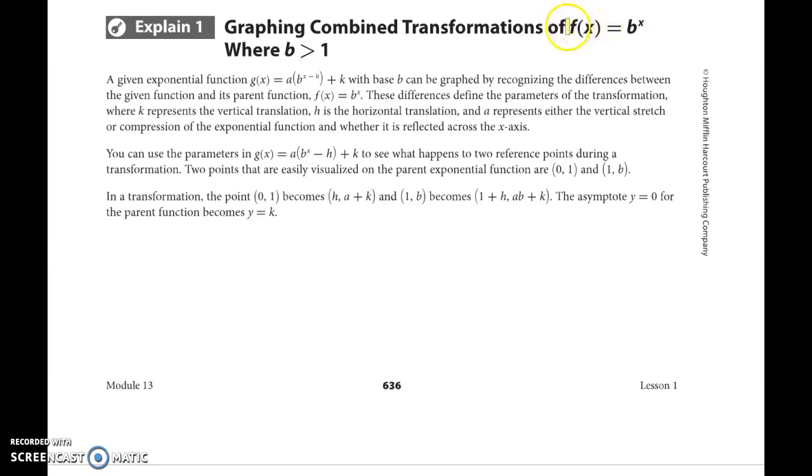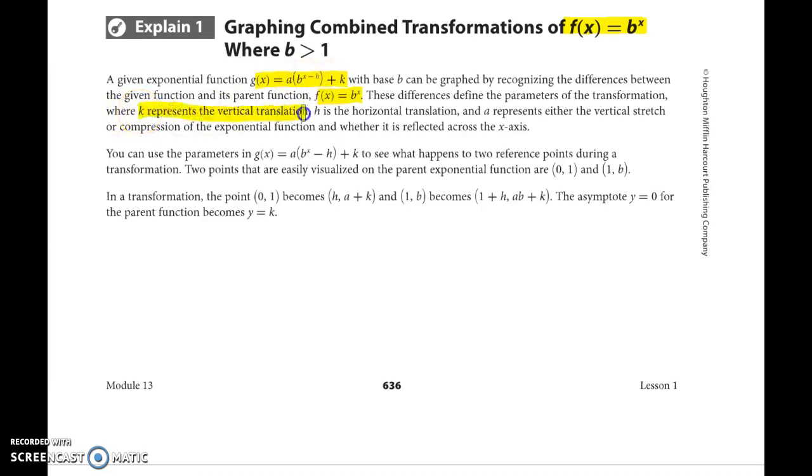So before we were just doing exponential functions that look like this, and now we're talking about exponential functions that have some transformational shifts, where b is still the base and can be graphed by recognizing the differences between the given function and its parent function. So I want to first identify what each of these are.